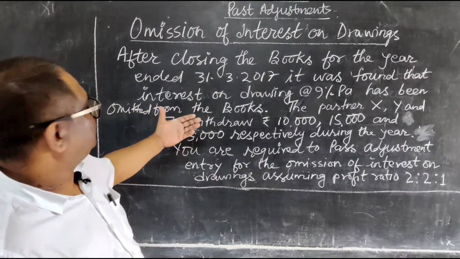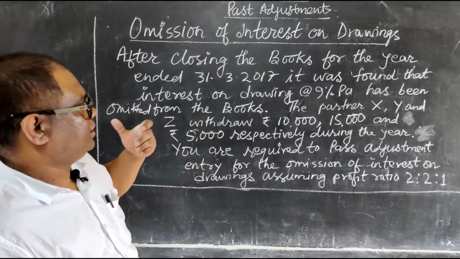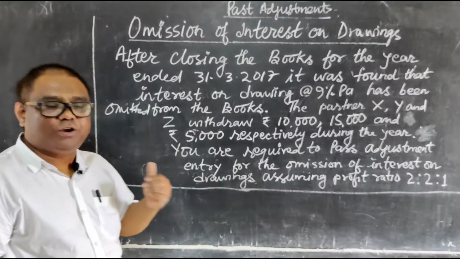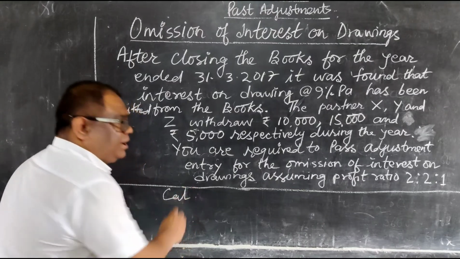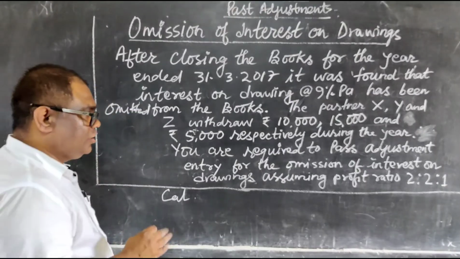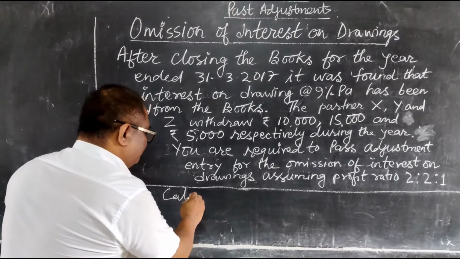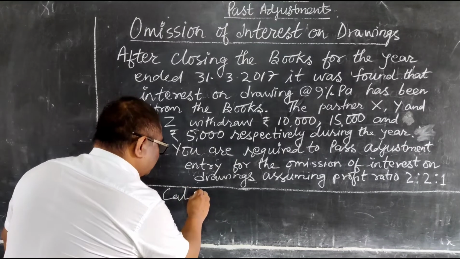So interest on drawing has been omitted from the books. That means first of all, let's calculate the interest on drawing. Calculation of interest on drawing. Since the date of drawing is not given, we have to assume it for 6 months.